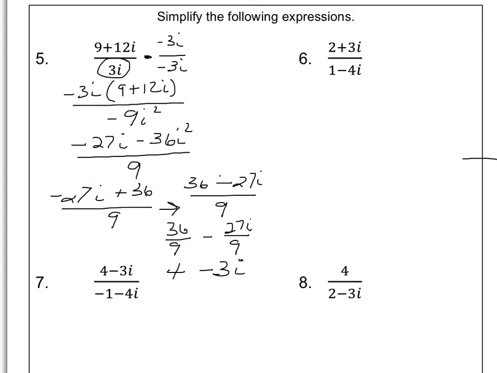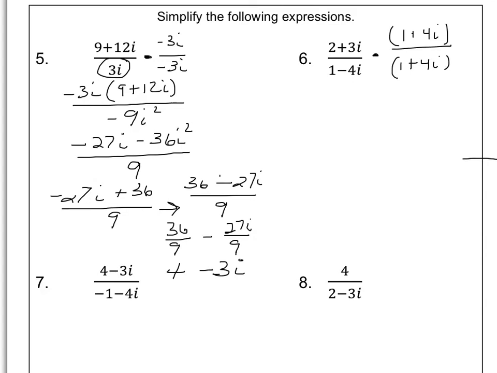Alright. Now let's take a look at number 6. As we're looking at number 6, you'll notice in the denominator I don't have a monomial there anymore, I have a binomial. So I'm going to have to multiply by the conjugate because I have an i in there. So the conjugate of 1 minus 4i is 1 plus 4i. And I'm going to do it on top and on the bottom.